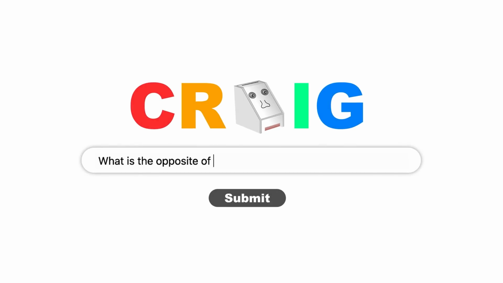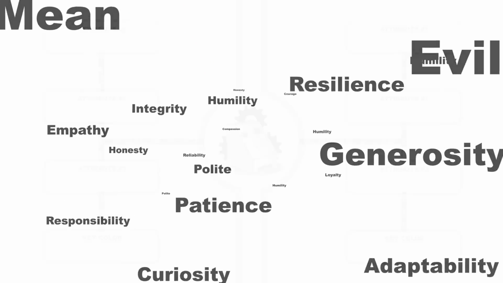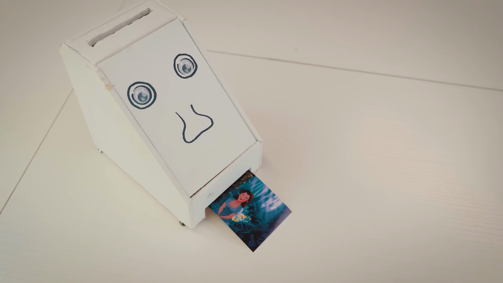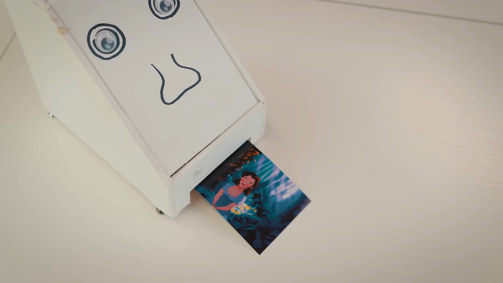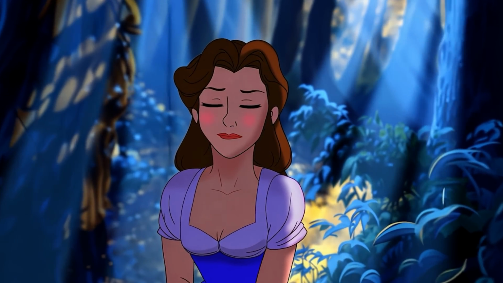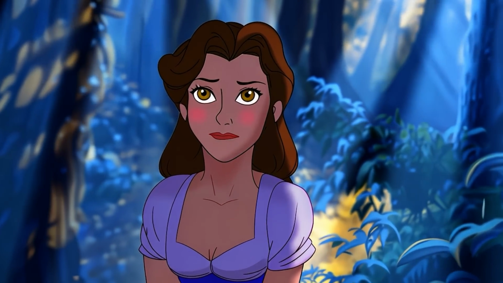Okay, Craig, with this information, what is the opposite of curious, intelligent, resilient, and the color yellow? According to Craig, the opposite of curious is apathetic, the opposite of intelligent is naive, and the opposite of resilient is fragile. And the opposite color of yellow is purple. Let's see this opposite version of Belle. Oh, okay. Let's see how this opposite version of Belle would impact the storyline of Beauty and the Beast.